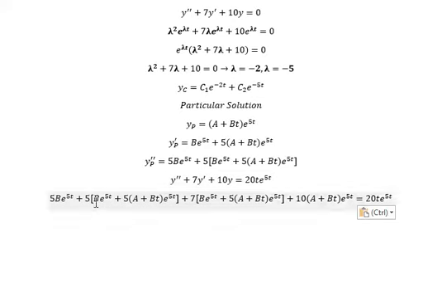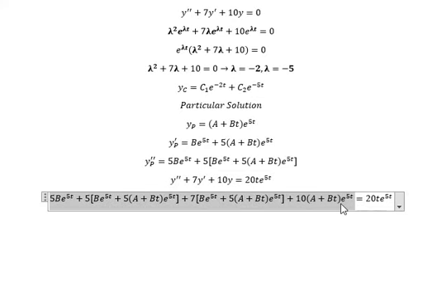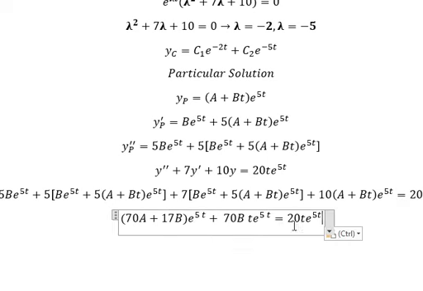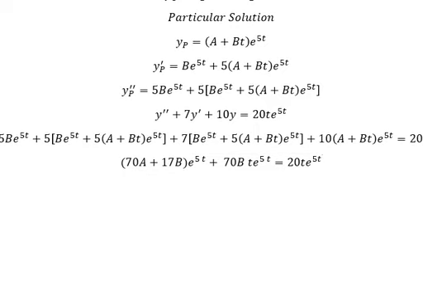Now we need to simplify this one in here. So we have this one equals this one. So we have 20t, that means 70b equals 20. We don't have e to the power of 5t, so this one equals 0. And now we have the system of equations.